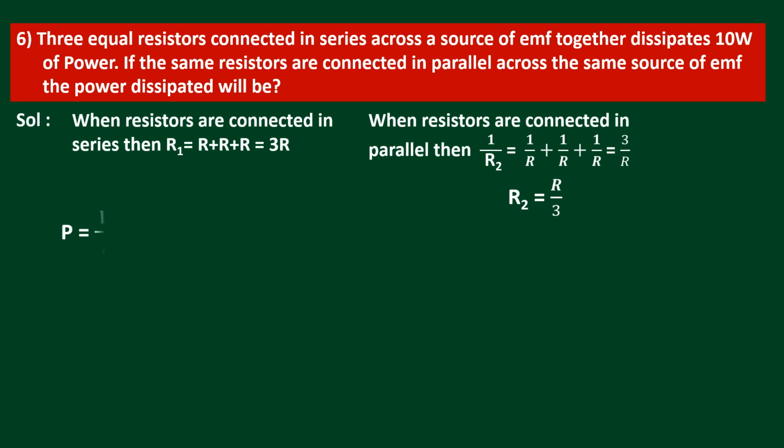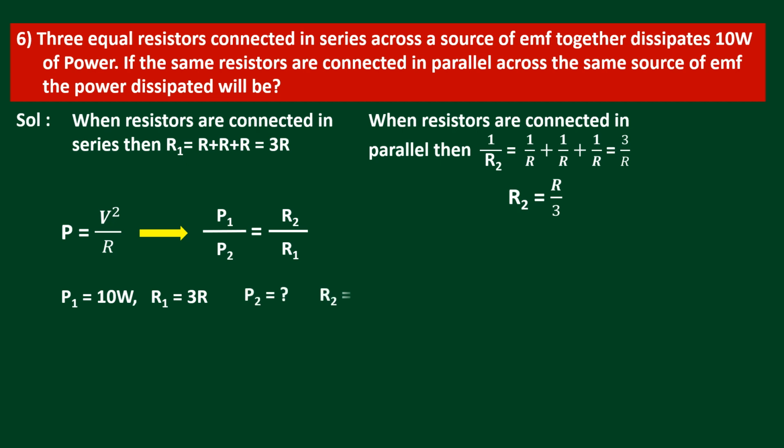And we know the formula of power as P is equal to V square by R. Now we can see the relation between P and R, they are inversely proportional. So the relation between P and R can be written as P1 by P2 is equal to R2 by R1. Now we have from the problem P1 is equal to 10 watts, R1 is equal to 3R, P2 we have to find, and R2 is R by 3.